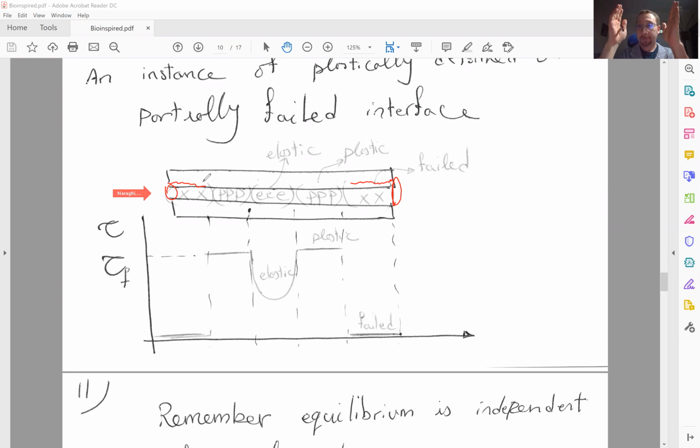At some point, the interface in these regions will experience a shear strain that is equal to or larger than gamma f, which means at this point that I'm showing with X on the two ends, the mortar has failed. In these regions next to it, it has deformed plastically, and in the region in the middle, the behavior is still elastic.